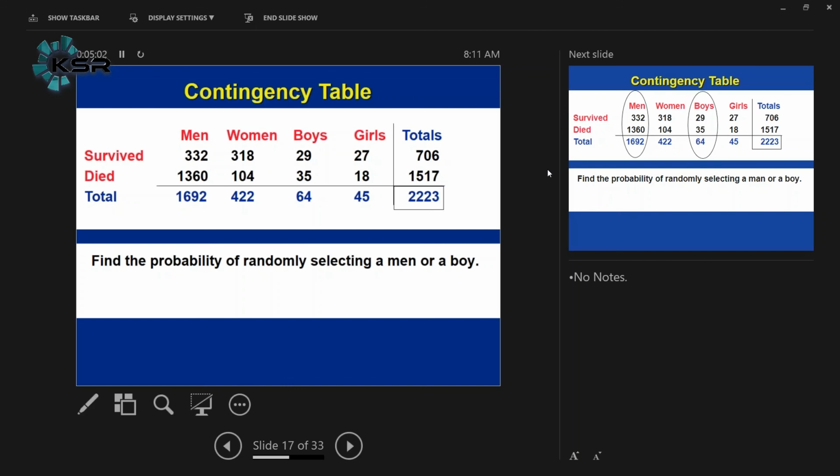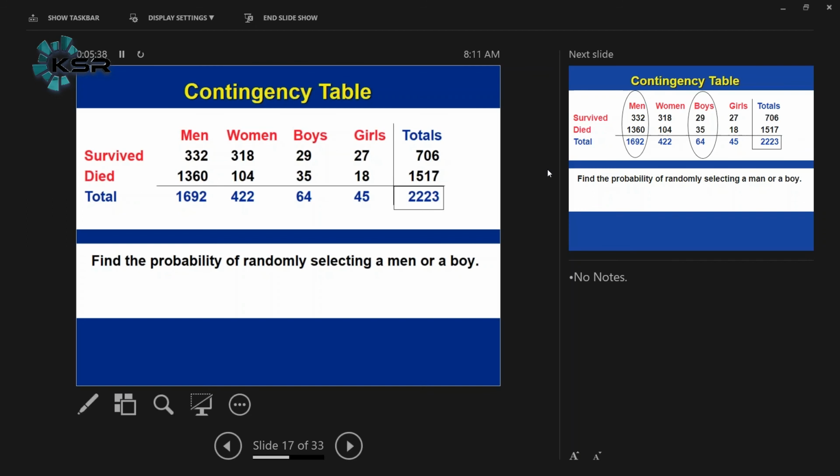Now we would like to find the probability of randomly selecting a man or a boy. Is there any common portion between men and boys? In the men we have survived, and we also have dead. In the boys we have survived, and we have dead. Is there any common portion? There is. Both are male.